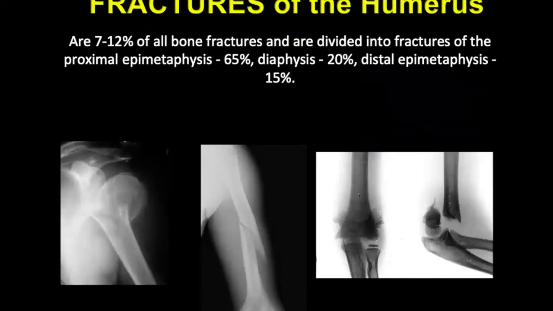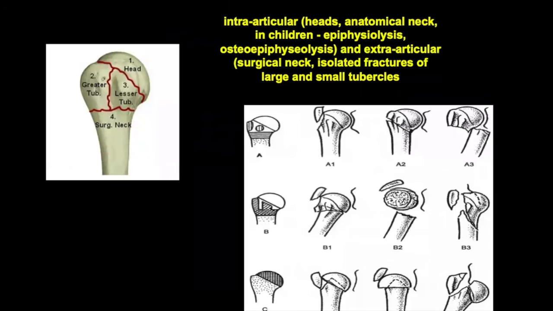So, fracture of the humerus. More common are fractures of the proximal metaepiphysis. These fractures are common for elderly people, and you should know the difference between anatomical and surgical neck fractures, greater tuberosity fracture, and lesser tuberosity fracture. It's very widespread that greater tuberosity fracture occurs.